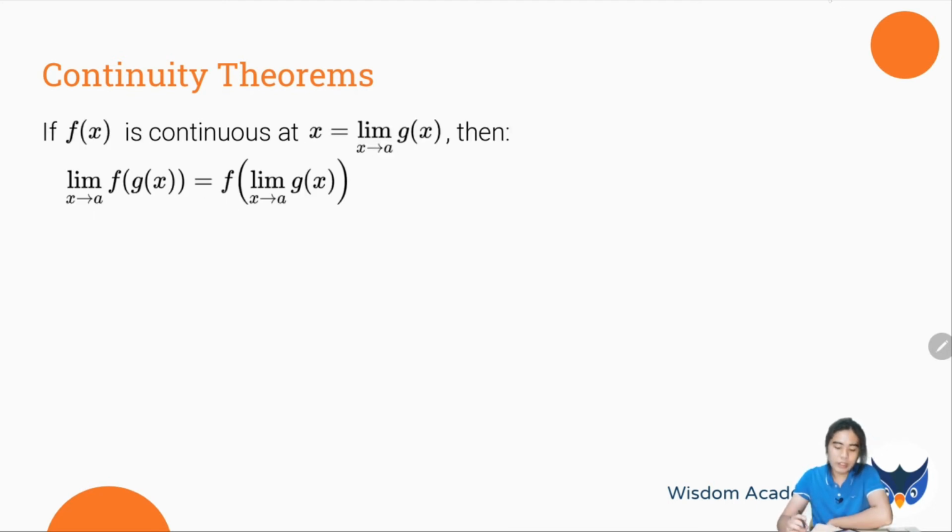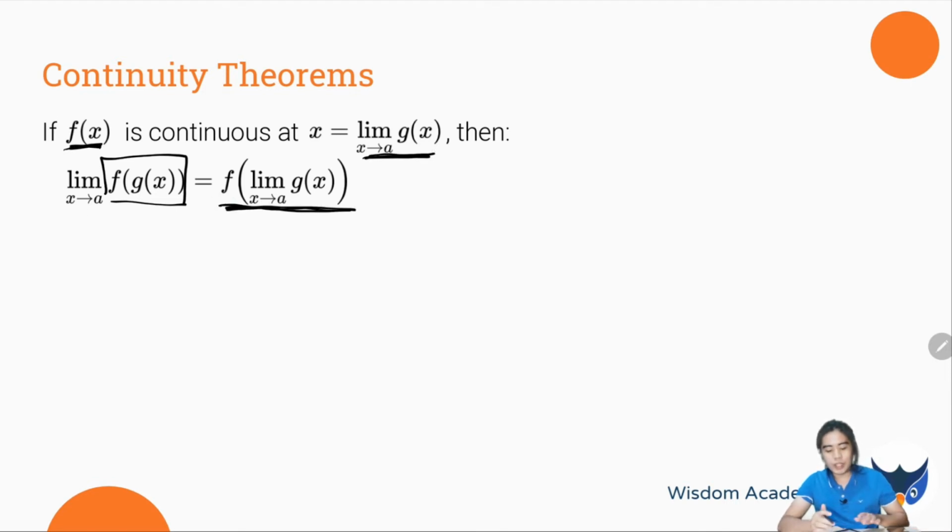Okay. And another theorem. So, if f of x is continuous at x equals the limit of g of x as x approaches a, then the limit of f of g of x as x approaches a is equal to f of the limit of g of x as x approaches a. So, ibig sabihin lang, kung napapaloob sa isang function si g of x and alam mo na continuous si f of x, hanapin mo muna yung limit ni g of x. Then, kukunin muna natin yung limit ni g of x bago natin siya ipasok sa loob ni function. So, equal lang tong dalawa.